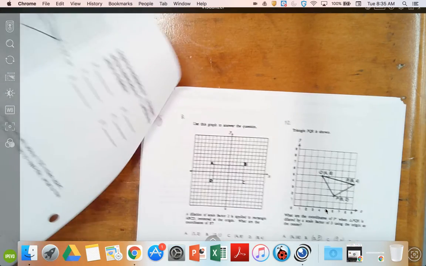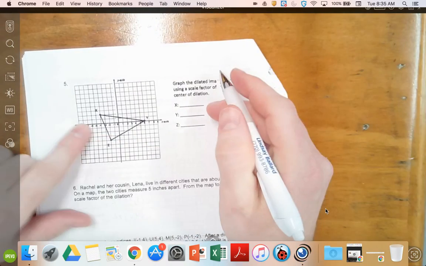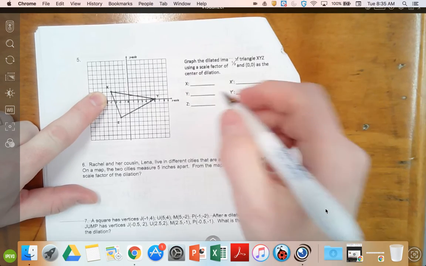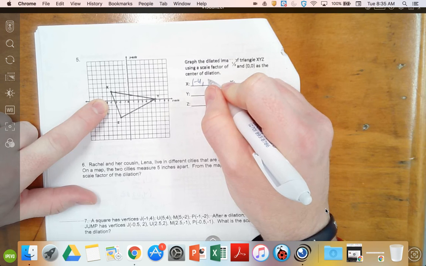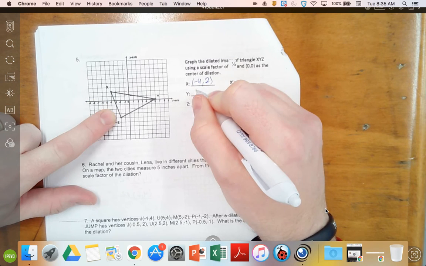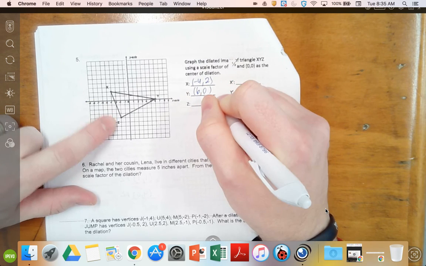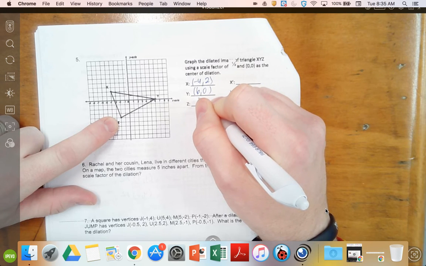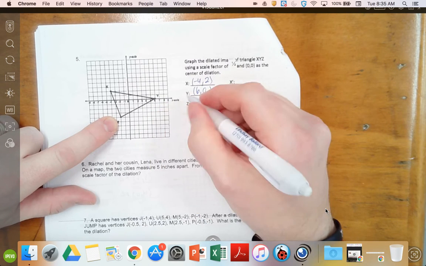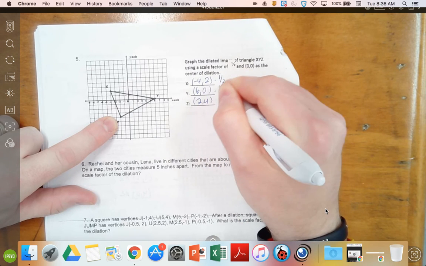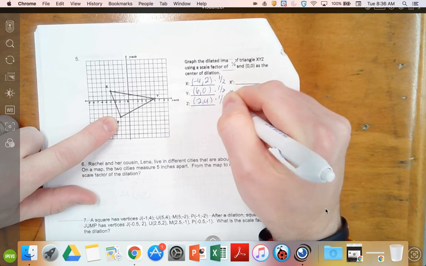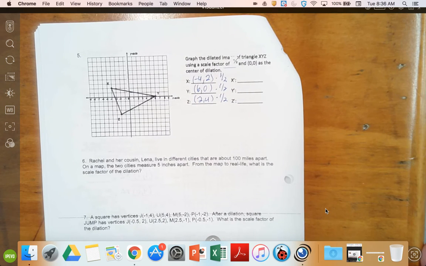You have a couple more here. Same thing here. Write down your ordered pairs. This is negative 4, 2. 6, 0. Negative 2, 4. And you're multiplying these by 1/2. Scale factor is a half, so I'm getting smaller because my scale factor is less than 1.